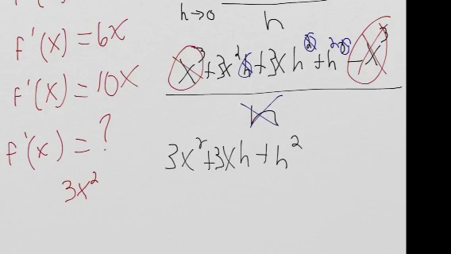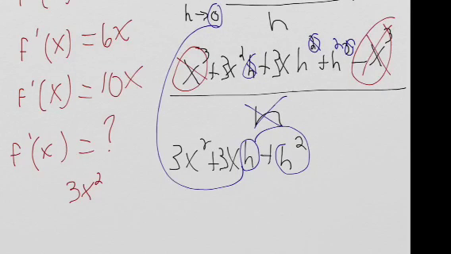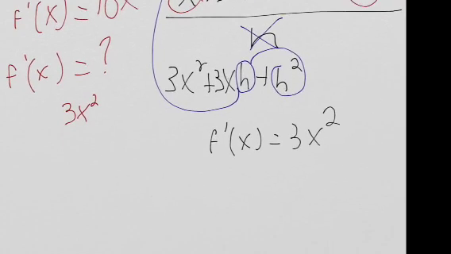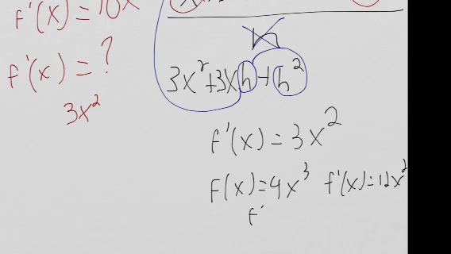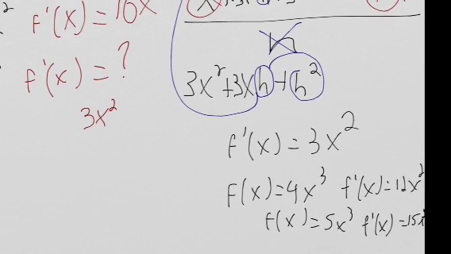So now that we've canceled our h's, and we're taking a limit as h approaches 0, we're going to plug in 0 for that h, and for that h, which is going to take out those whole terms because we're multiplying by 0. So we get that our final derivative is 3x squared. So it ends up working out if we say f of x equals 4x cubed, then the derivative is 12x squared. If we say f of x is 5x cubed, f prime x, what do you think it is? 15x squared. I'm running out of space here. 15x squared. Okay, cool.